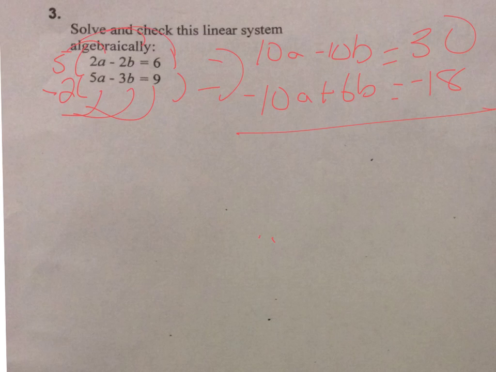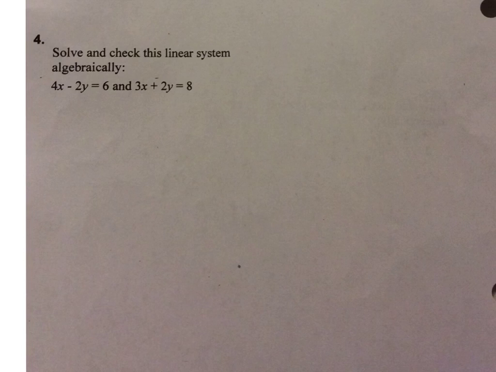And once I get to there, I can add them together, and the a's eliminate. Negative 10b plus 6b is negative 4b equals, and then you would add 30 plus negative 18 and solve for b. I'll let you take it from there. Don't forget, once you have b by itself, you substitute it back into one of the two equations so you can solve for a.